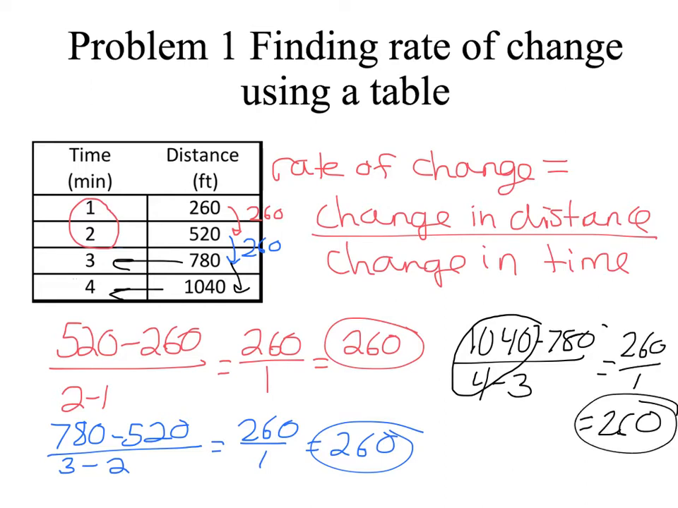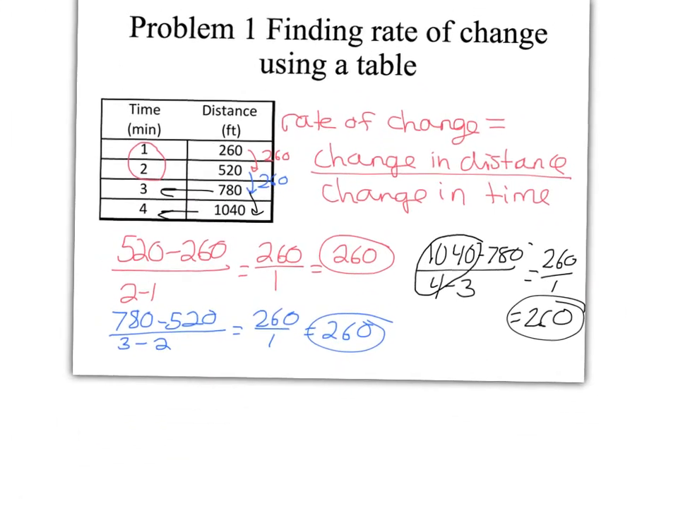Okay, so the question said, is the rate of change in distance with respect to time constant? Well, yes, it's constant because it's changing by 260 each time. And then it says, what does the rate of change represent? Well, what it represents is, and I'll have to make this smaller so I can write here.